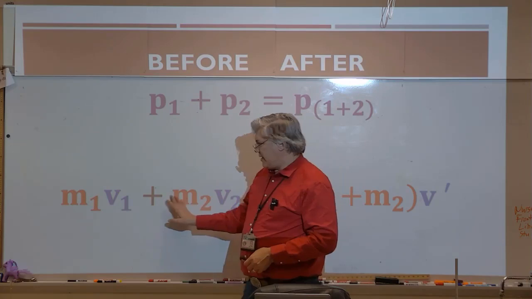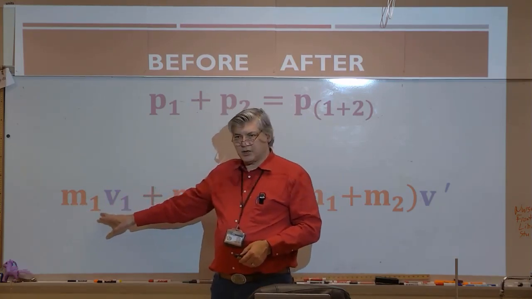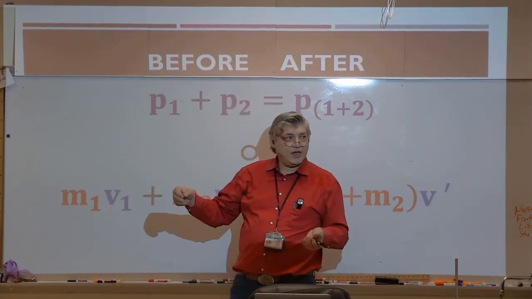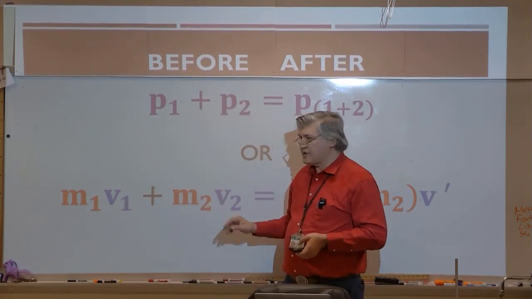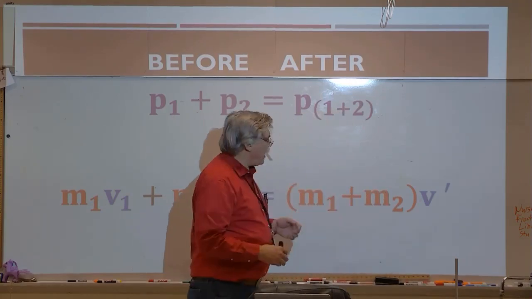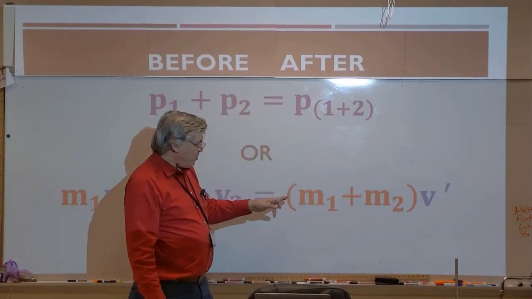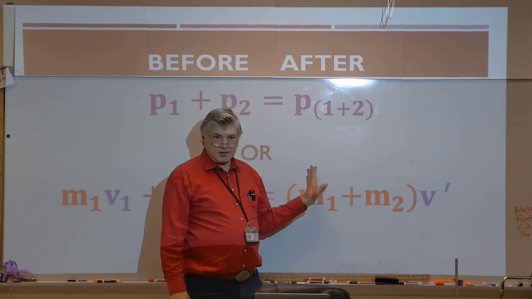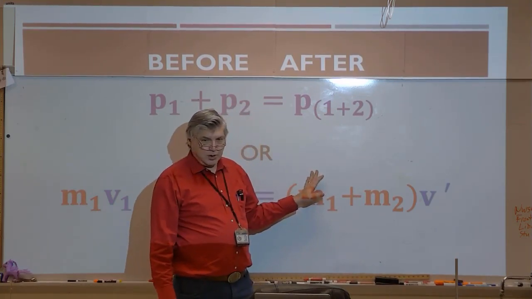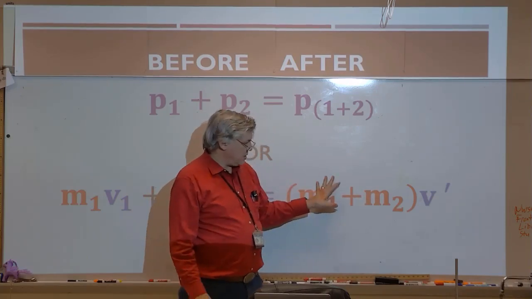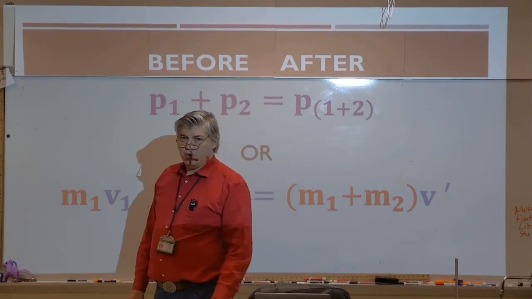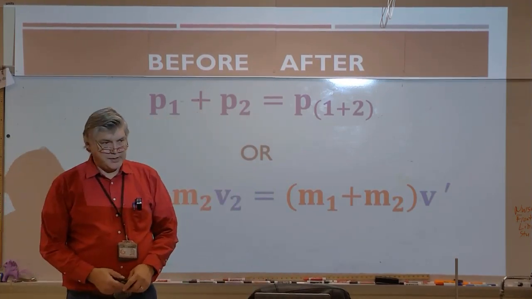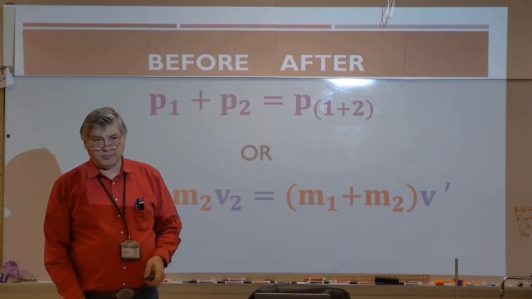Mathematically, the left side of the equation looks the same as an elastic collision. We're looking at the momentum of each object. M1V1 is object 1, M2V2 is object 2. But what about the combined object? What's its momentum? Its momentum is the sum of the masses, M1 plus M2. So resolve this to a single number times the new velocity of the combined object, which we just call V prime, new velocity.